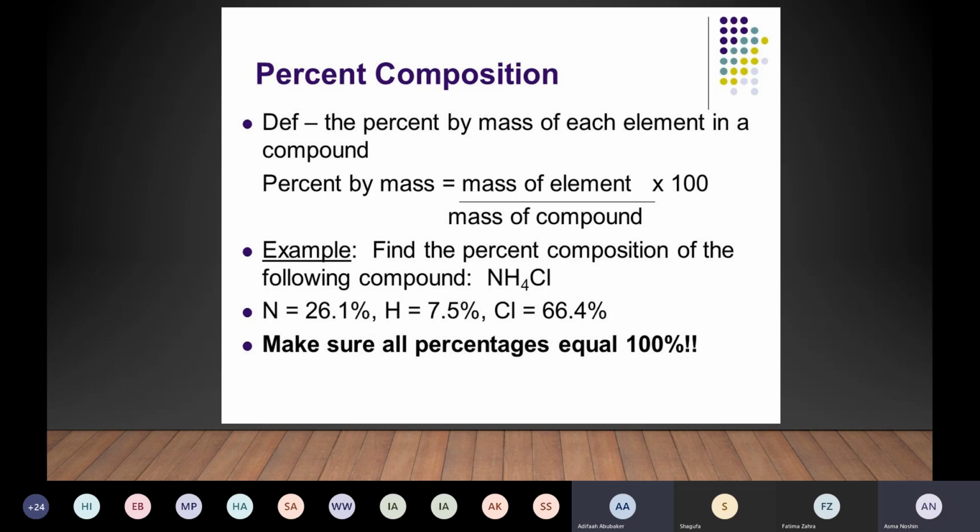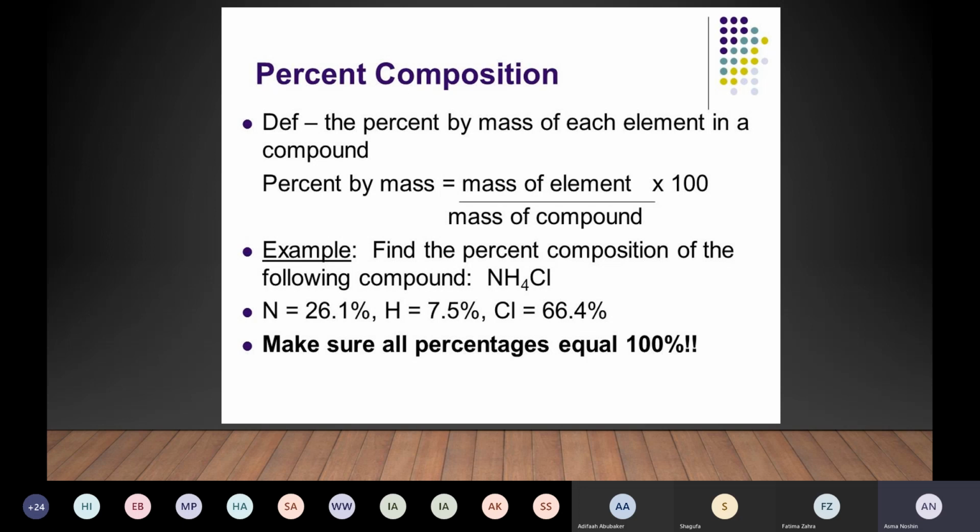So then you divide 14 by 53.5, which would give you 0.26, and you multiply that by 100 to get 26.1%. Very good. So this is how you will get the percentage mass of nitrogen. In the same way, you can find the percentage mass of hydrogen and of chlorine also.